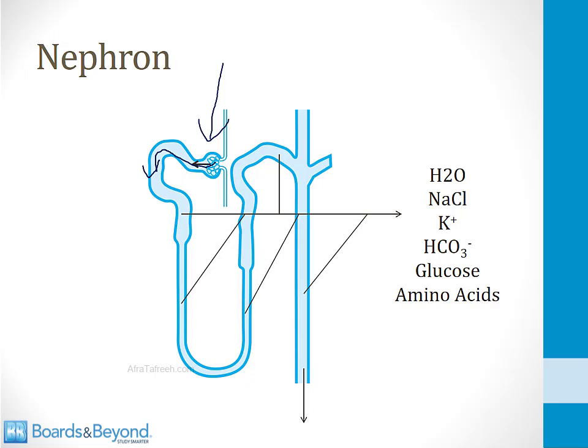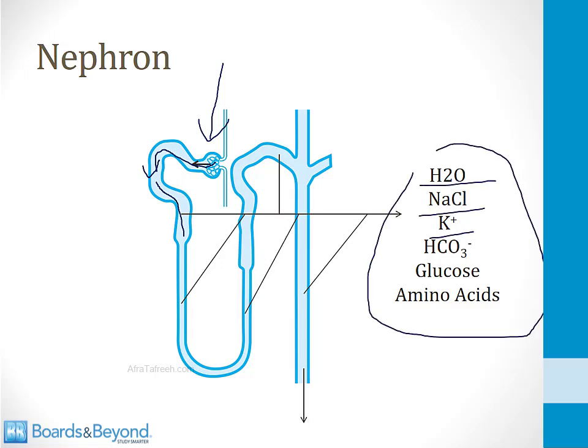And what's then going to happen is, as those substances move through the nephron, they are going to be selectively reabsorbed. So for example, things that the body wants to hang on to, like water and sodium chloride and potassium and all these things I've shown here, will be reabsorbed.